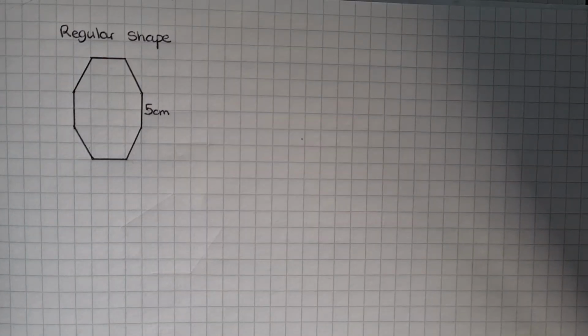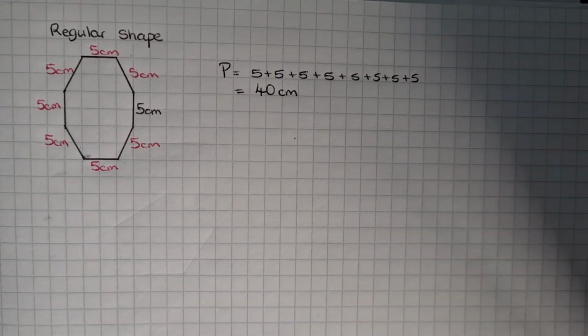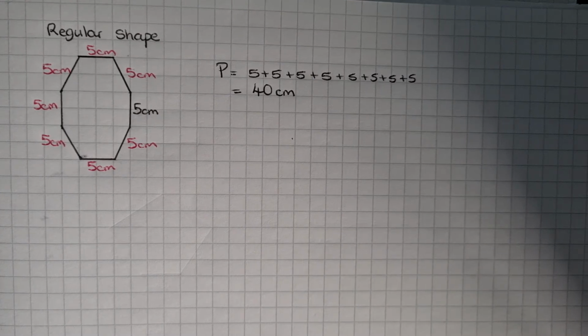If you have been told that your shape is a regular shape, that means that all the sides are the same. So what you need to do is count how many sides there are in total. So this shape has 8 sides. And then you can either add this number 8 times, since they're all 5 centimeters. Or a quicker way is to do 5 times the number of sides, so 5 times 8. It's up to you. So whichever way you do it, the perimeter of that shape is 40 centimeters. That should help with question 6 on the worksheet.